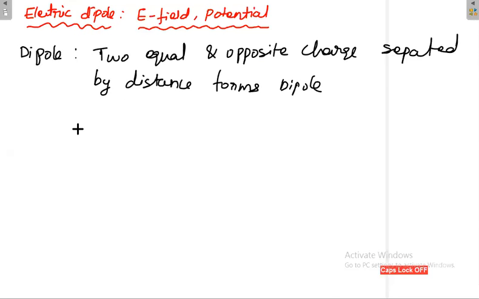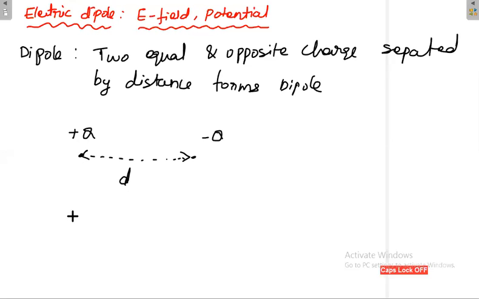Two equal and opposite charges separated by a distance form the dipole. Two equal means equal magnitude, opposite means opposite nature, plus and minus. If it is plus q and I have one more charge here, minus q, separated by some distance d, it forms the dipole. Now we want to find out the electric field and the potential due to this dipole.